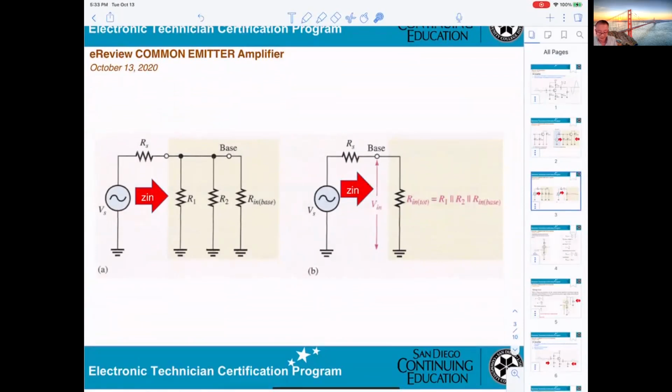Okay, so now you can see we don't care about RF right now. That will be the output impedance of the generator. Only what we care about will be here. So you see R1 and R2 in parallel. However, you can also get the resistance from the base to the ground. That's what they call R in base. So basically you get 3 resistors in parallel.